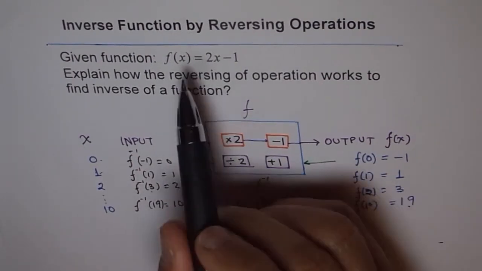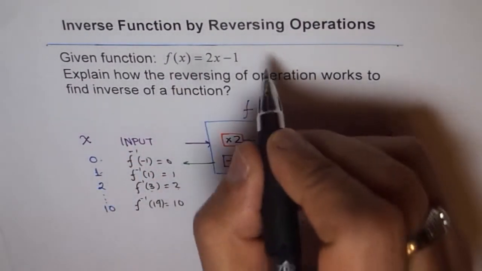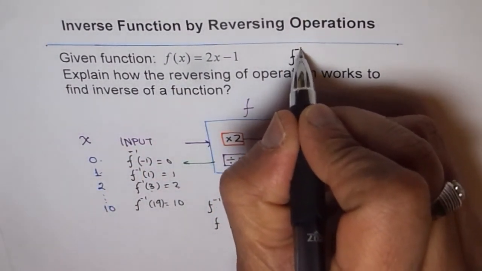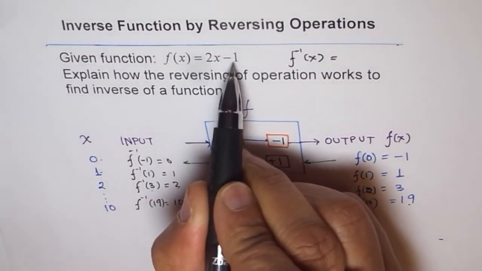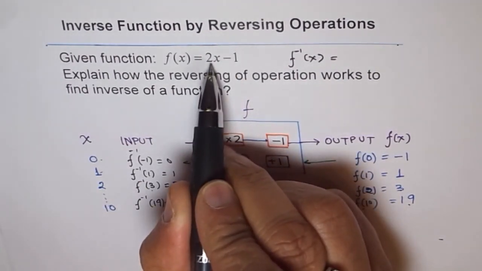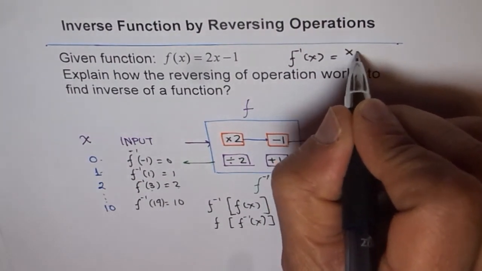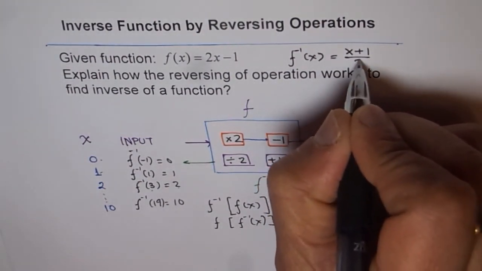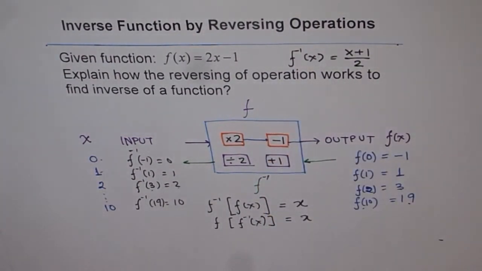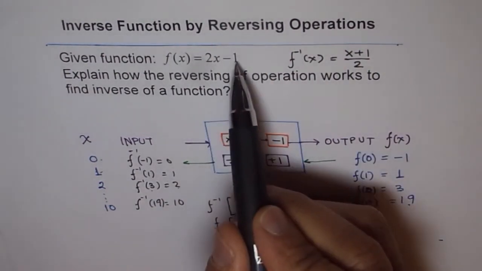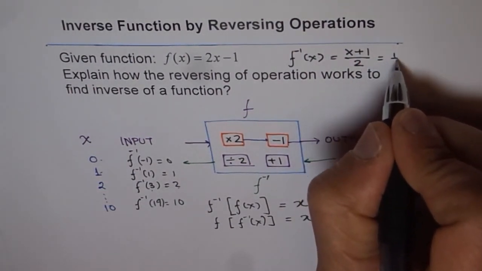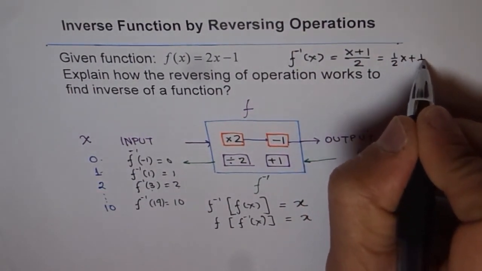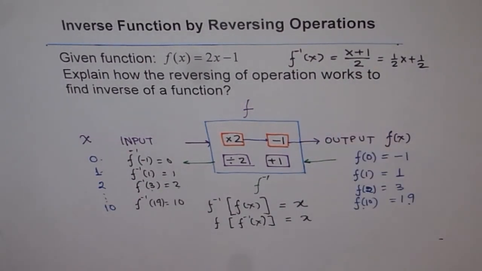So can I write down my answer now? What is the inverse of this function? So the inverse of this function is equal to, what should we do with x? First add 1, then divide by 2. Do you see that? So first add 1 and then divide by 2. This is the inverse of your given function. Reverse operation. 2x minus 1 becomes add 1, divide by 2, right? Which you could also write as half of x plus half, right? But that is the basic.